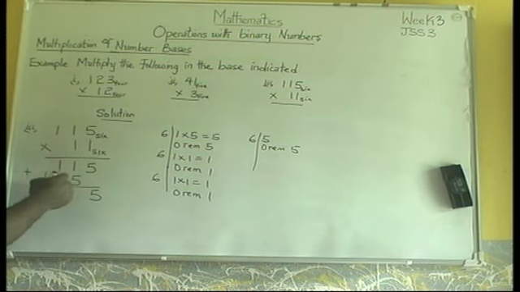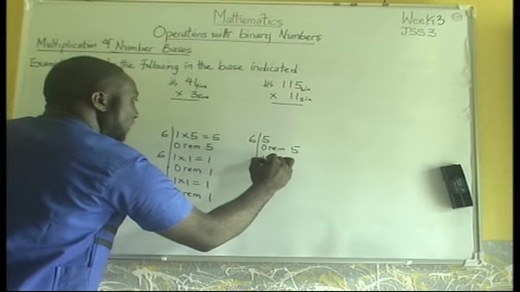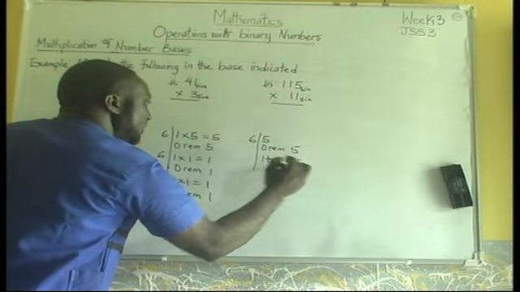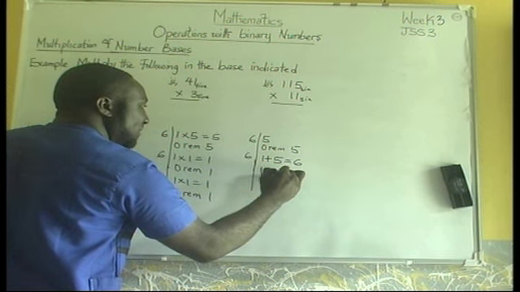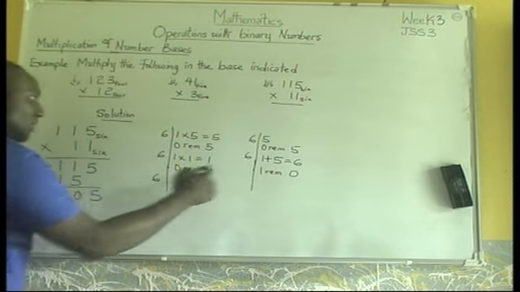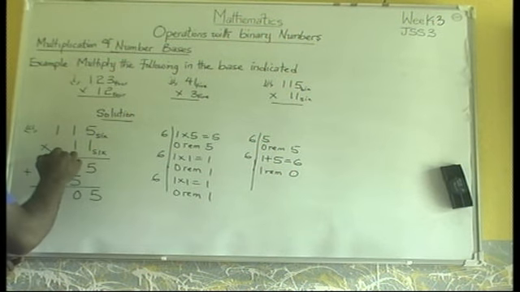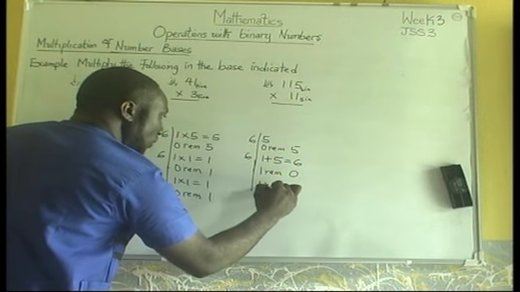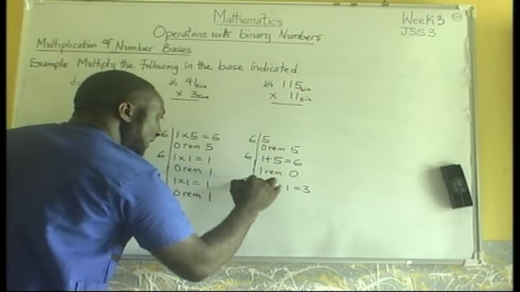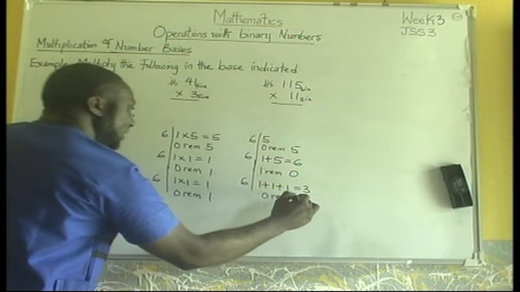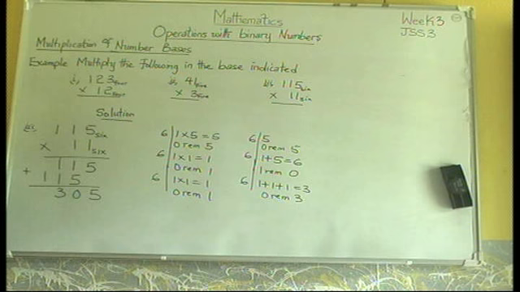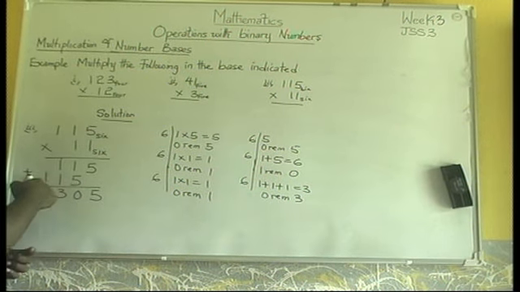So 1 plus 5 is 6. Then 6 in 6 is 1, remainder 0. So you are writing 0. Then you are bringing this 1 and adding it here. So you are having 1 plus 1 plus 1, which is 3. Then let's operate it. 6 in 3 is 0, remainder 3. So you are writing 3. So this last one is 1.